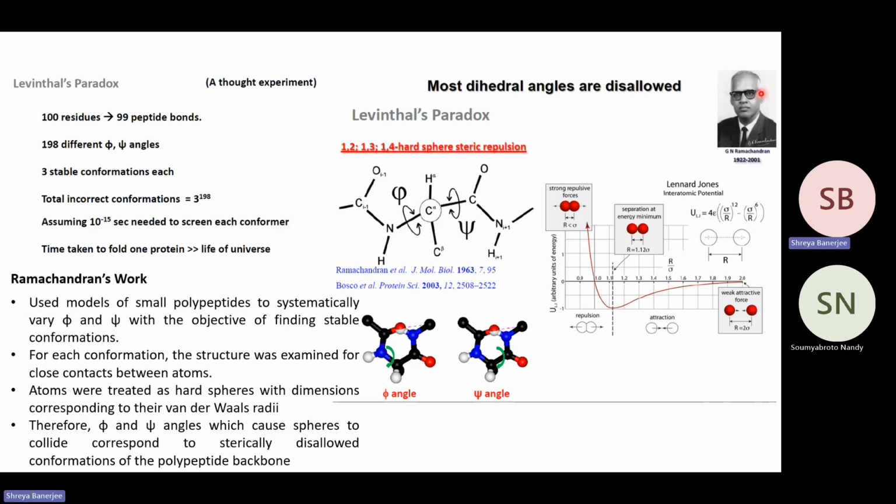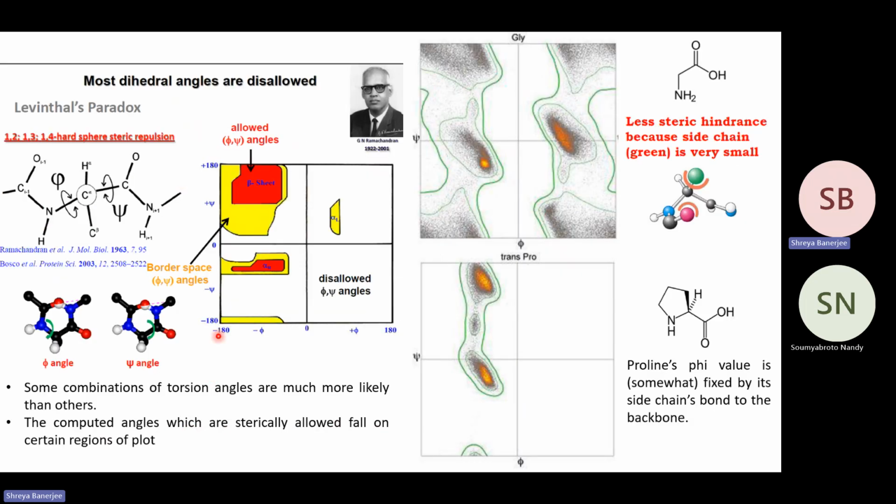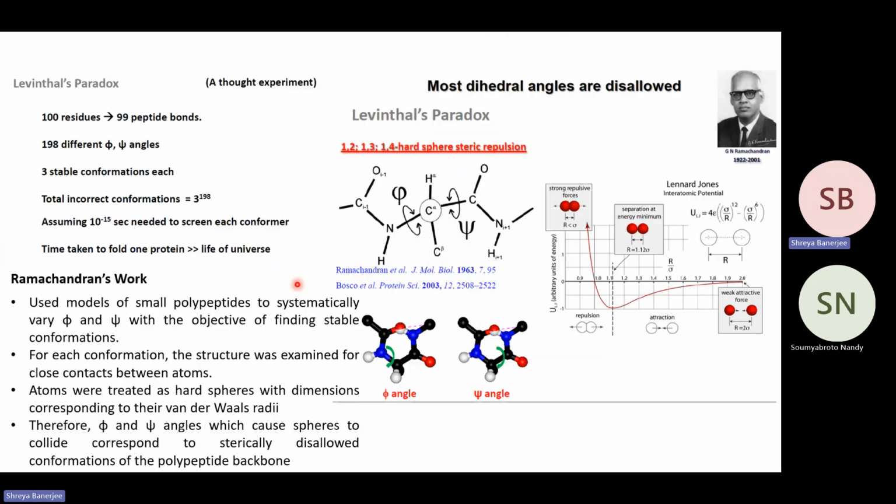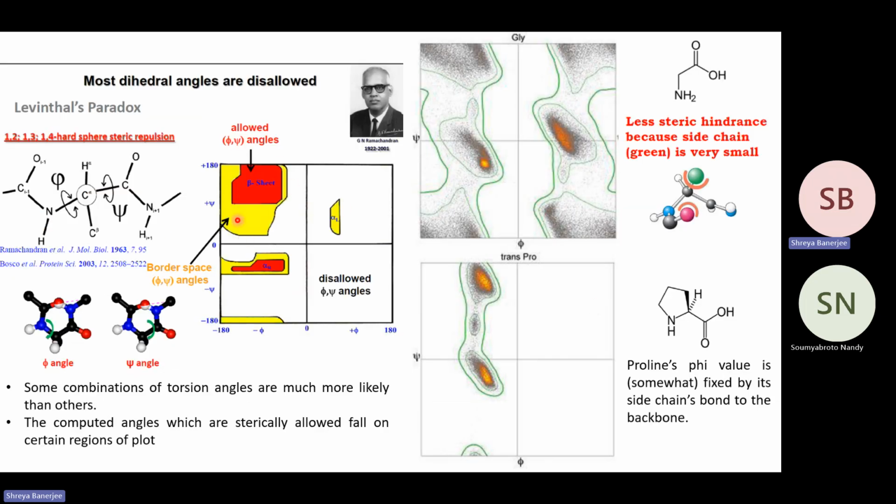So this is what Ramachandran did. He took the model of a dipeptide and calculated which phi and psi angles are allowed and which are sterically disallowed. That gave rise to the Ramachandran map. In the Ramachandran map, on one axis you have phi, on the other axis you have psi. You can see this entire white region is the phi and psi angles which are not allowed, because if those angles are adopted, there is too much steric repulsion in the molecule. So only very small regions are allowed.